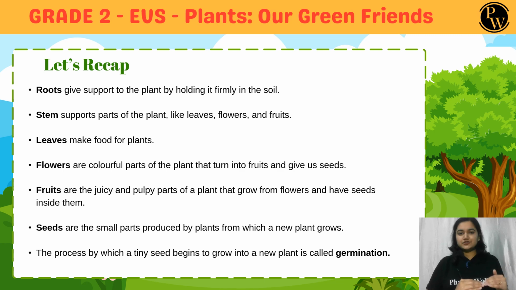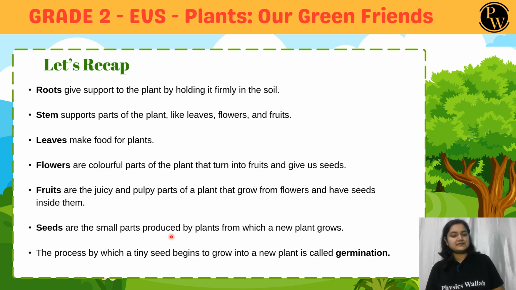We learned different structures of the plant. Roots. Roots give support to the plant by holding it firmly in the soil. Stem supports parts of the plant like leaves, flowers, and fruits. Leaves make food for plants, that's why they are known as the kitchen of the plant. Flowers are colorful parts of the plant that turn into fruits and give us seeds. Fruits are the juicy and pulpy parts of the plant that grow from flowers and have seeds inside them.